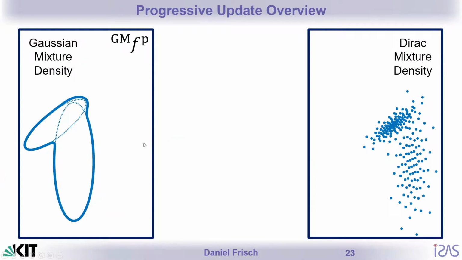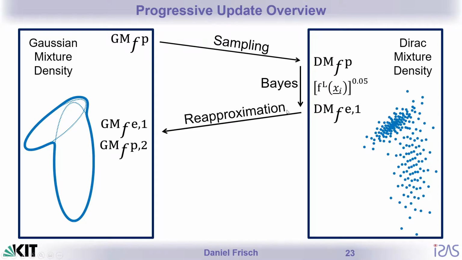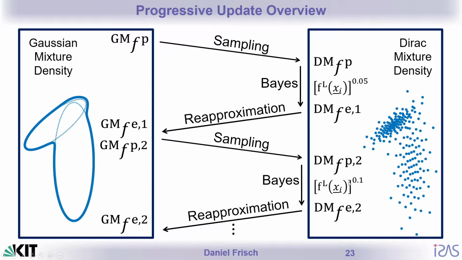In summary, we work with a Gaussian mixture and a Dirac mixture that are coupled together. We start with a Gaussian mixture prior, we draw samples from that, then we reweight the samples in a Bayesian way with a flattened version of the likelihood, then we reapproximate that weighted point cloud by the expectation maximization algorithm with a new Gaussian mixture. And we repeat these steps until the sum of these likelihood exponents is equal to 1. Of course, during that process we make some sampling errors and reapproximation errors in every step, so we want to keep the number of steps as small as possible.